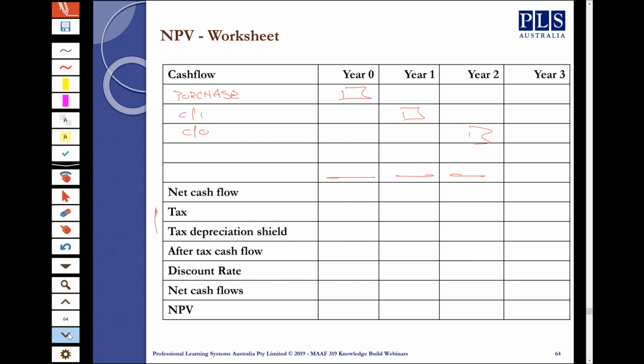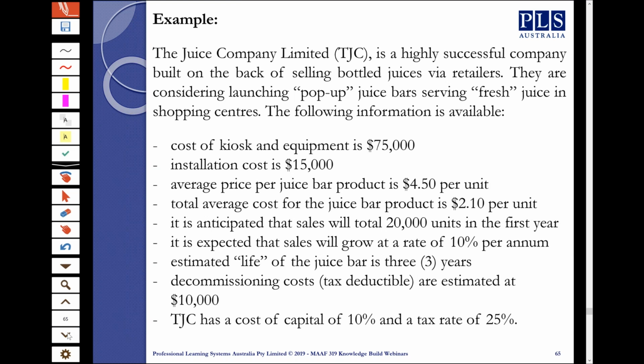So if I can just show you a brief example here, I've got the juice company, highly successful company built on the back of selling bottled juices. They're looking at launching these pop-up juice bars, and they've given you information around the cost of the kiosk, installation cost, average price per juice bar product. Total average cost is $2.10 per unit. Sales will total 20,000 units in the first year and grow by 10% per annum. Estimated life of the juice bar is 3 years. Decommissioning costs are estimated at $10,000. The juice company has a cost of capital of 10% and a tax rate of 25%.